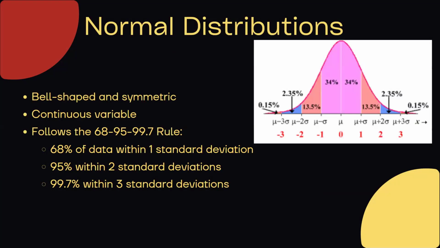Now, one of the most important distributions we're going to look at is the normal distribution. This is a bell-shaped curve that is symmetric and represents a continuous variable, and it follows what we call the 68, 95, 99.7 rule, which means that 68% of the data fall within 1 standard deviation, 95% within 2, and 99.7% within 3 standard deviations.